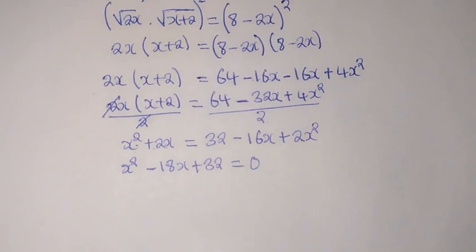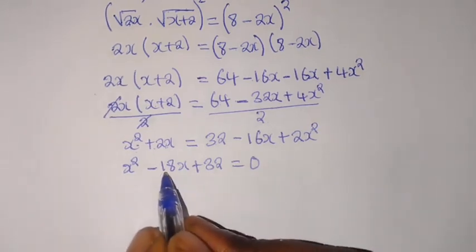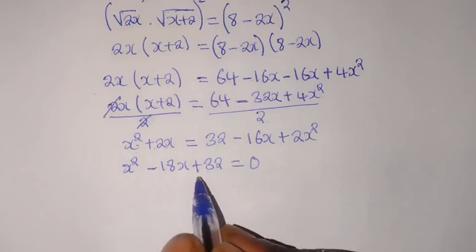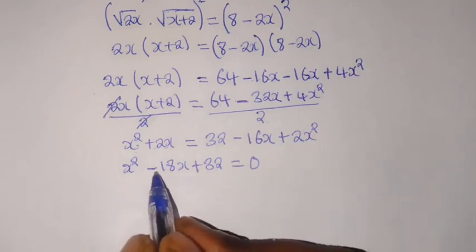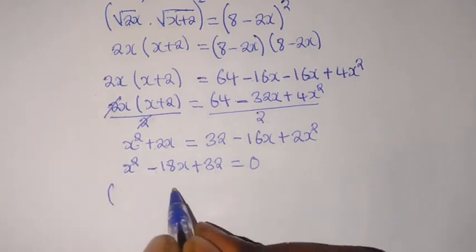So from here now, we have what we call a quadratic equation. So we can solve this quadratically, of which we are going to have two possible values of x. We have 32 here, we have negative 18. So we look for two numbers that when multiplied give positive 32. The same two numbers, when they are added, will give us negative 18. So what you can do is this.